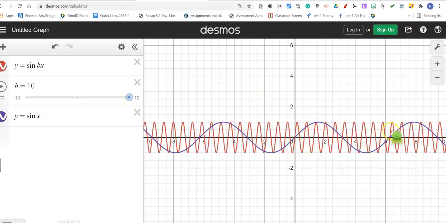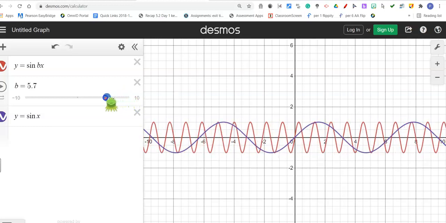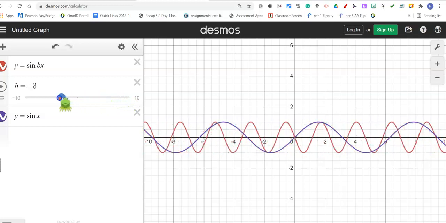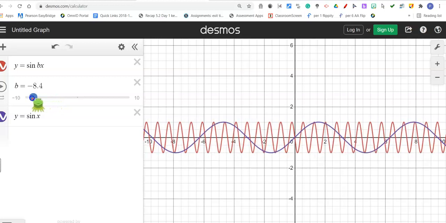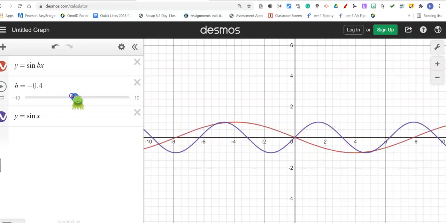So from here to here is 2 pi, but look how many cycles I have for the red one. I have a lot, right? Because I've shrunk those cycles down. So now I have more cycles in the same period that I had before. Now look what happens. Let's make it really negative. Same deal, right? Okay, let's do fractions.